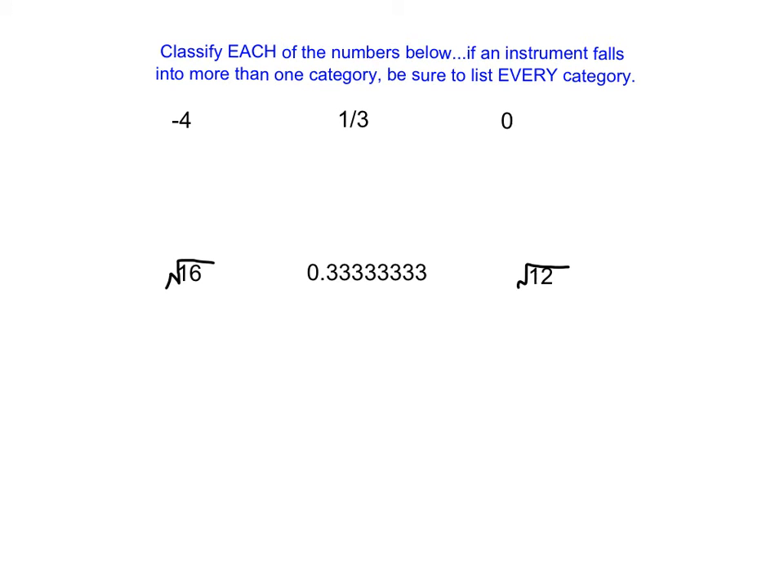So from here, we're going to practice categorizing our numbers. And remember that a number could fall into multiple categories. For example, a number could be real and rational. So we have to be careful as we go through these. They won't necessarily only have one word or classification underneath them.